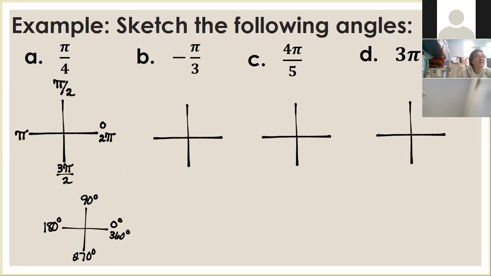Okay, we want to sketch the angle pi over 4. Am I going clockwise or counterclockwise? Counterclockwise, because it is positive. So I'm starting on my initial side and we're going to be moving this way. What quadrant, 1, 2, 3, or 4, is pi over 4 in? First quadrant, yes. Right here is going to be pi over 4.